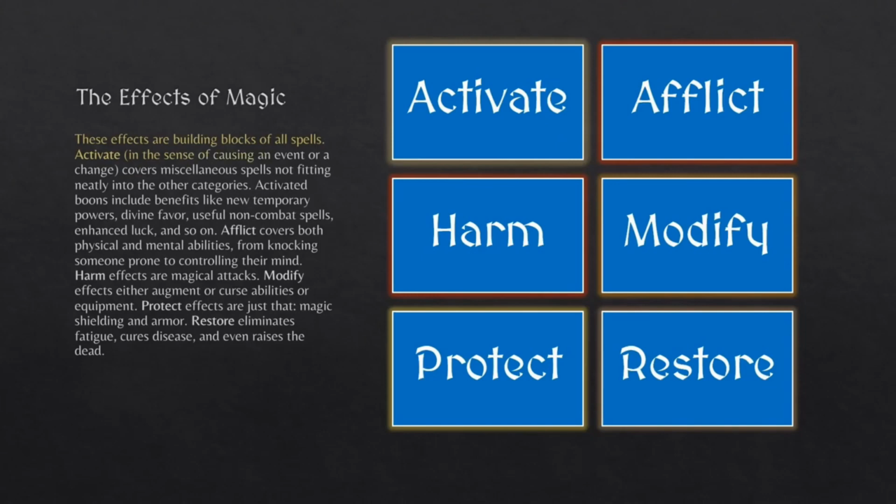Activate, in the sense of causing an event or a change, covers miscellaneous spells not fitting neatly into the other categories. Activated boons include benefits like new temporary powers, divine favor, useful non-combat spells, and so on. Afflict covers both physical and mental abilities, from knocking someone prone to controlling their mind. Harm effects are magical attacks. Modify effects either augment or curse abilities or equipment. Protect effects are just that: magic, shielding, and armor. Restore eliminates fatigue, cures disease, and even raises the dead.